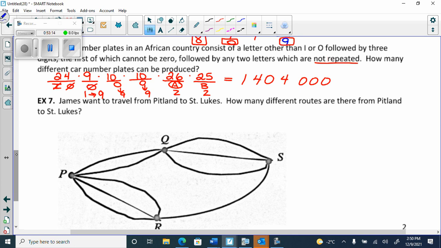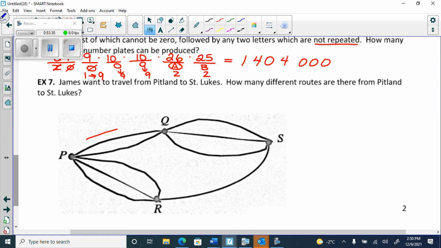Oh, yes. Okay. This one here says, James wants to travel from Pitland to St. Luke's. How many different routes are there from Pitland to St. Luke's? So, we know that this is just another way of representing options. So, we know we have to take one option from here and one option from here, and that means I multiply, correct? Or, I could take one option from here and one option from here and get me there, correct? Now I'm not going to take the top and the bottom. I'm going to be looping back.